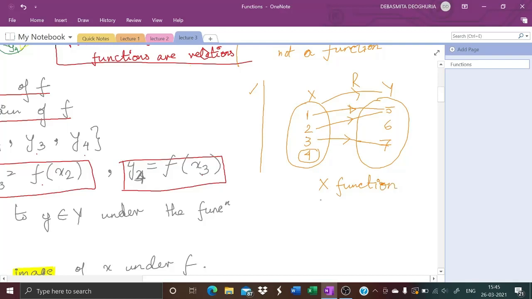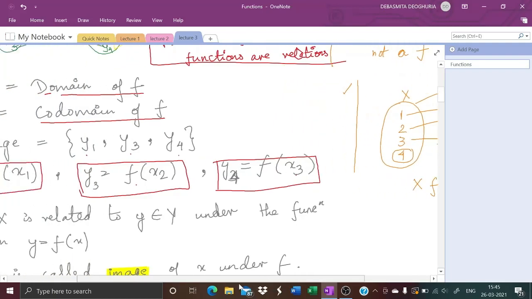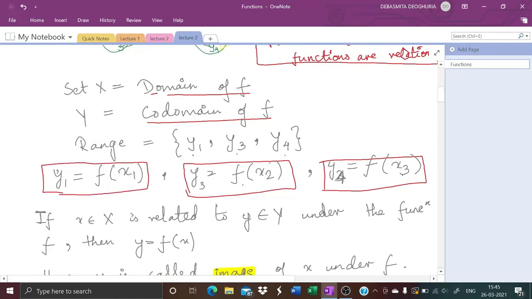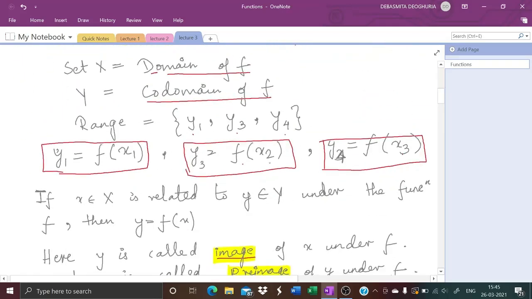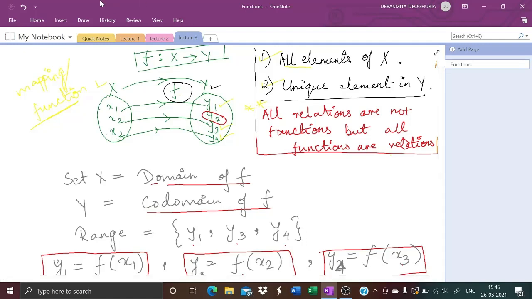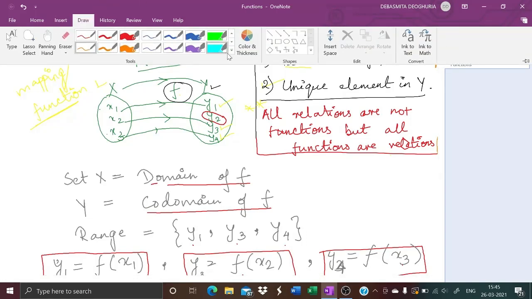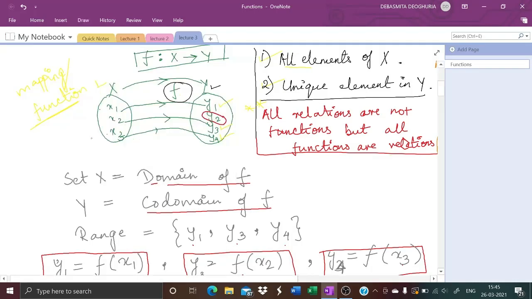Fine. So I think now, if I give you any random relation, you can say whether it is a function or not. Now see, as you have learned in relations, the terms domain, range and codomain, over here also you can see that. Similarly, for a function we will define the domain. A domain would be the entire set X.